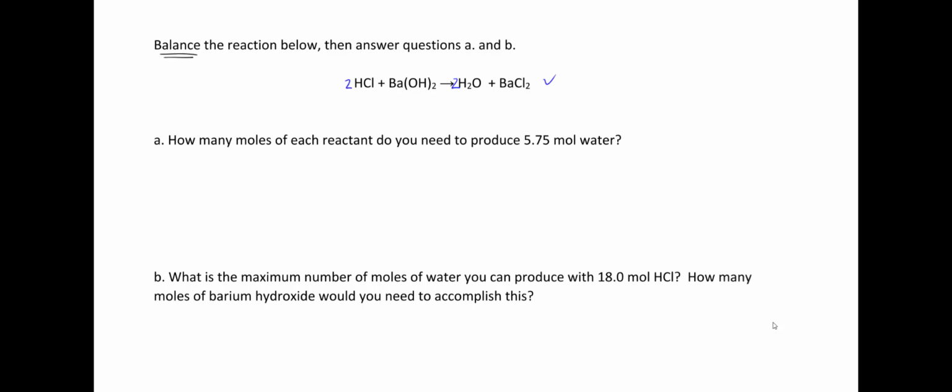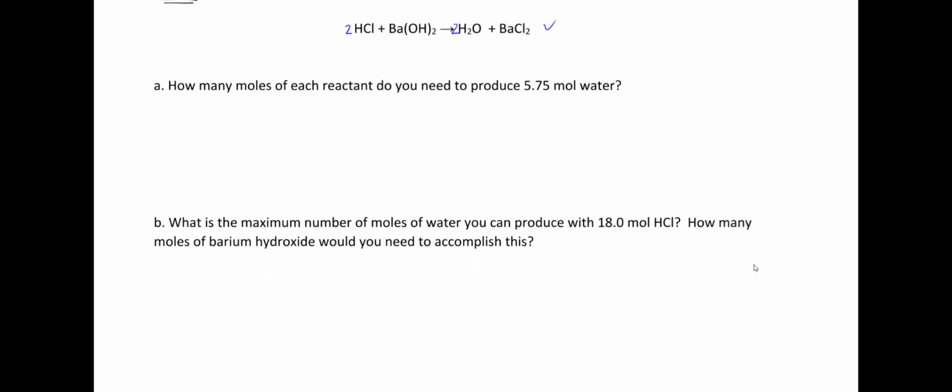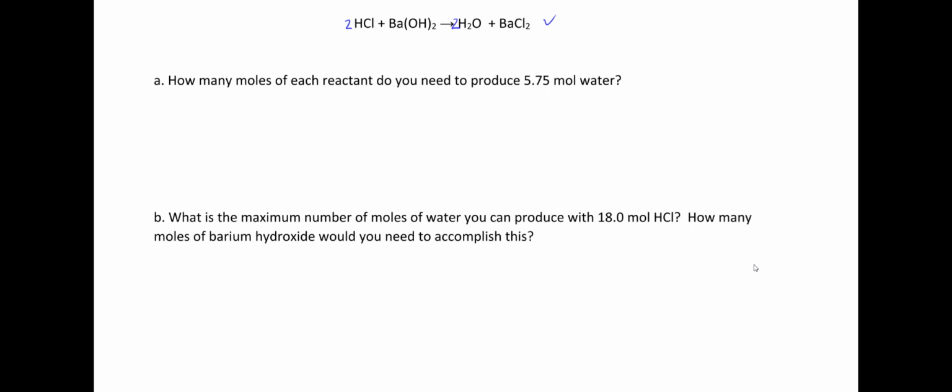So still staying with just moles here, how many moles of each reactant do I need to make 5.75 moles of water? So I want to know how much hydrochloric acid and how much barium hydroxide I need to get this much water. I can already say that the amount of hydrochloric acid is going to be the same as the amount of water because they both have the same coefficient in front of them. They're 2 to 2 or a 1 to 1 ratio. But let's just show that.